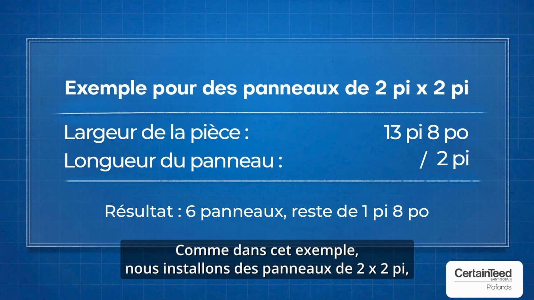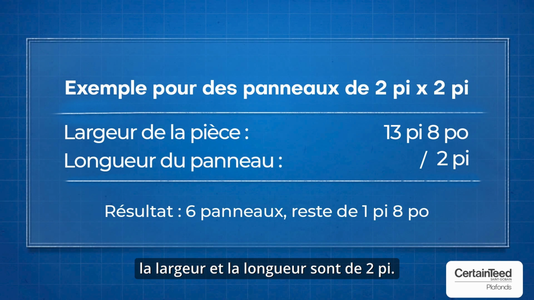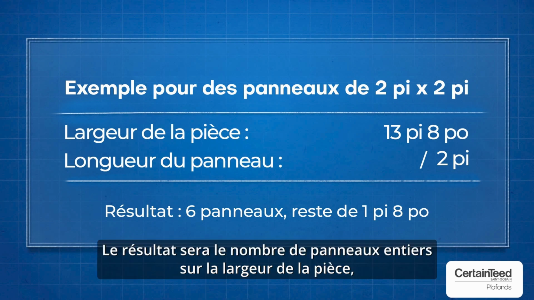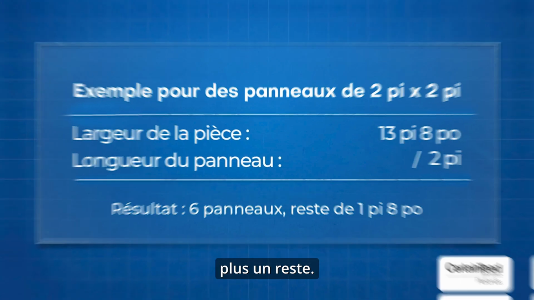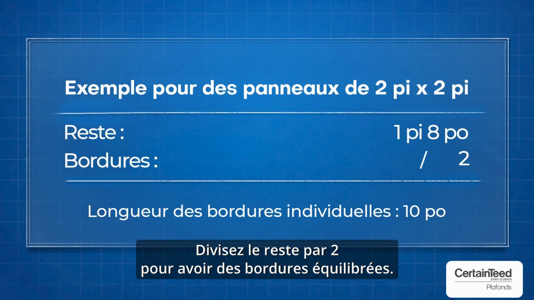In this example, we are installing 2 foot by 2 foot panels, so the length and the width are both 2 feet. The result will be the number of full panels across the width of the room plus a remainder. Divide the remainder by 2, and you have your borders balanced.